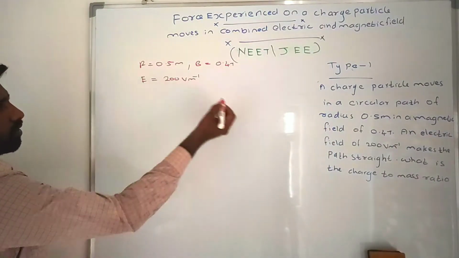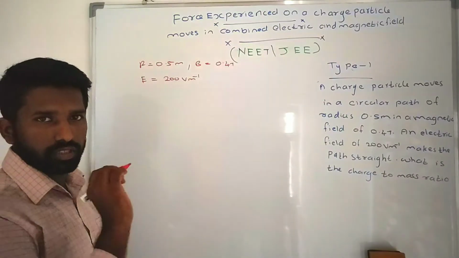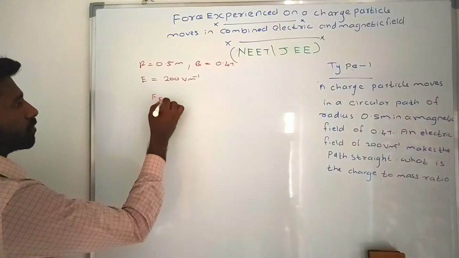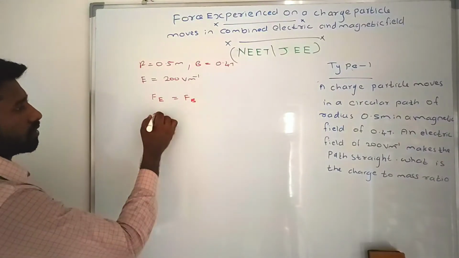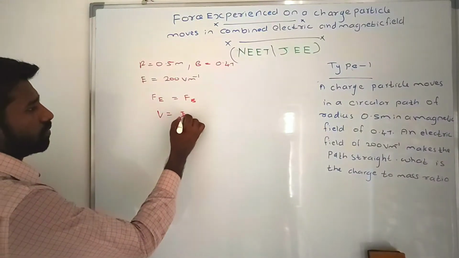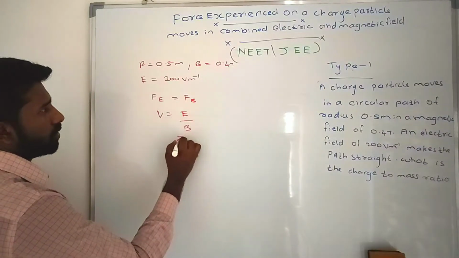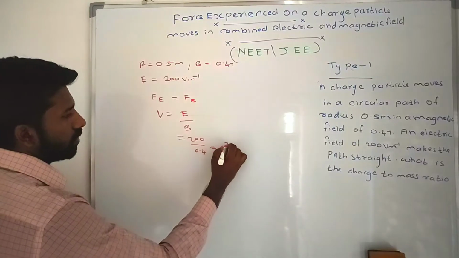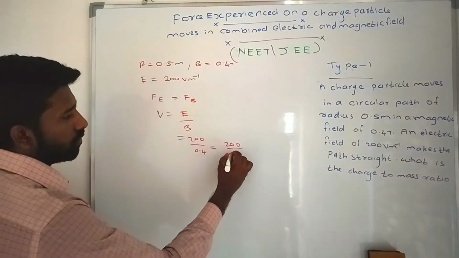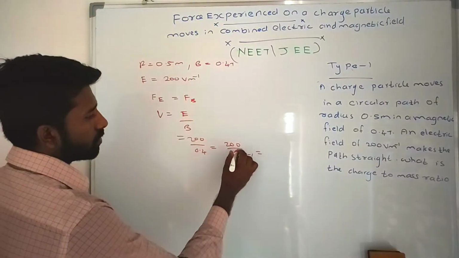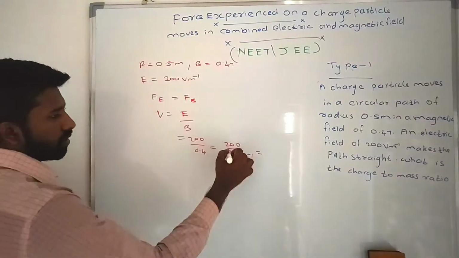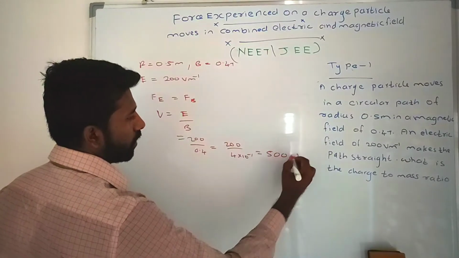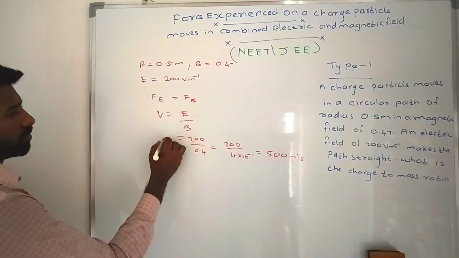If the charged particle moves in a straight line, that means it is undeflected, so the electrostatic force is equal to the magnetic force, that means velocity v is equal to E by B. The E value is 200 divided by the B value, 0.4 Tesla, which I can write as 4 into 10 power minus 1. 200 divided by 4 is 50, so 50 into 10 becomes 500 meter per second. This is the velocity.